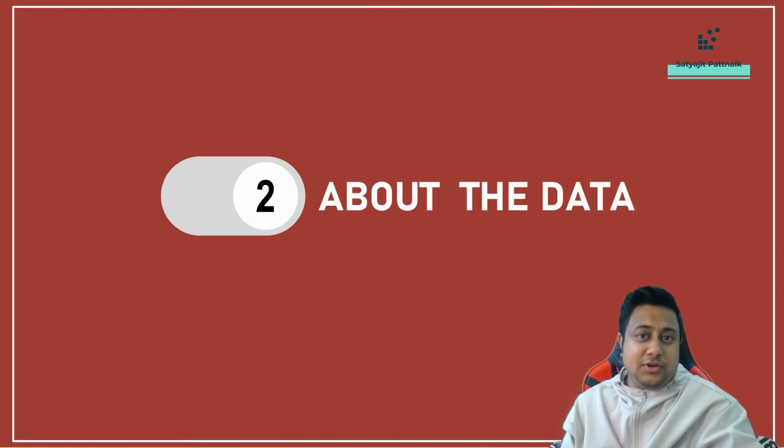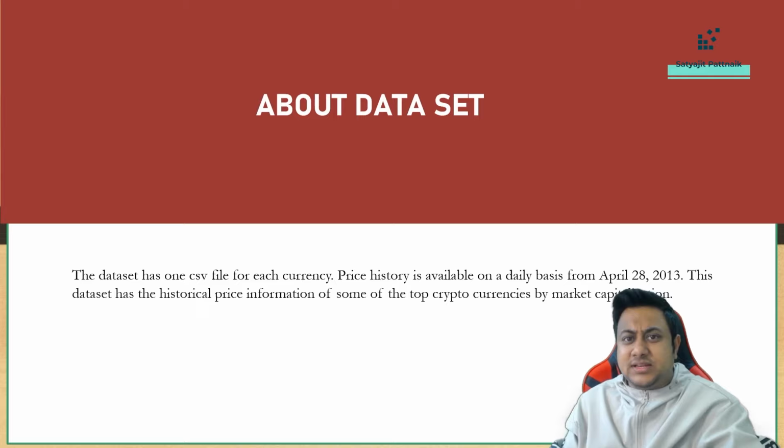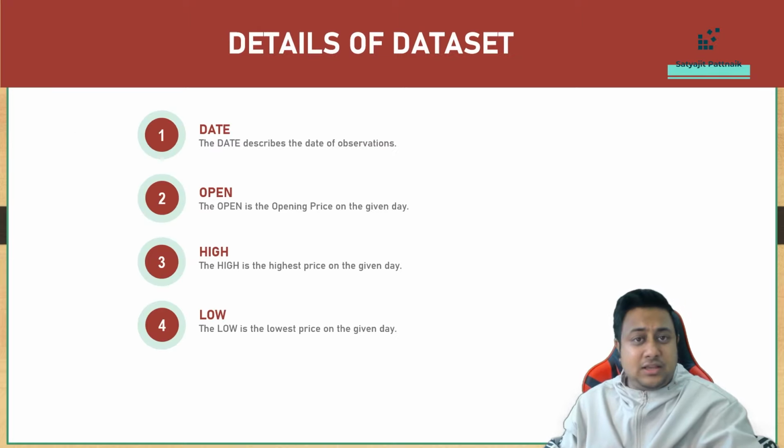Hi, in this video we shall be talking about the data. What exactly is data and how are we getting the data? About the dataset, I will be showing you the dataset in a couple of minutes. The dataset has one CSV file for each currency. Price history is available on a daily basis from April 2013. This dataset has the historical price information of some of the top cryptocurrencies by market capitalization.